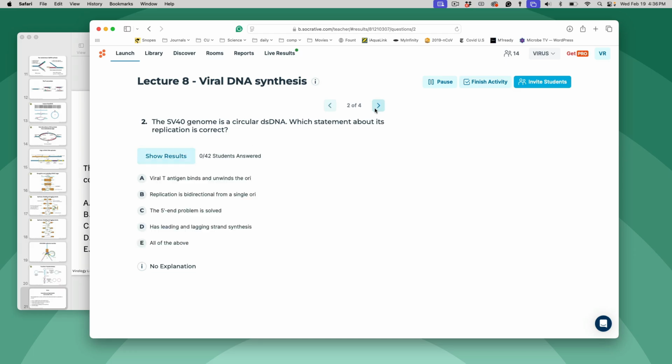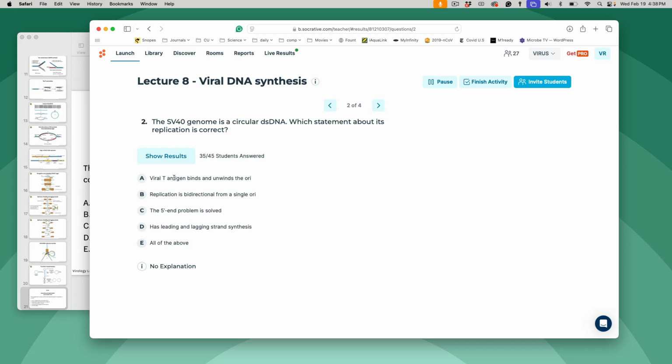Okay, next question. The SV40 genome is a circular double-stranded DNA. Which statement about its replication is correct? A, viral T antigen binds and unwinds the ORI. B, replication is bidirectional from a single ORI. C, the 5' end problem is solved. D, it has leading and lagging strand synthesis. E, all of the above. Which is right?